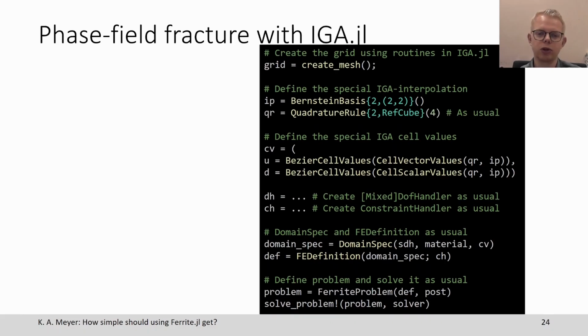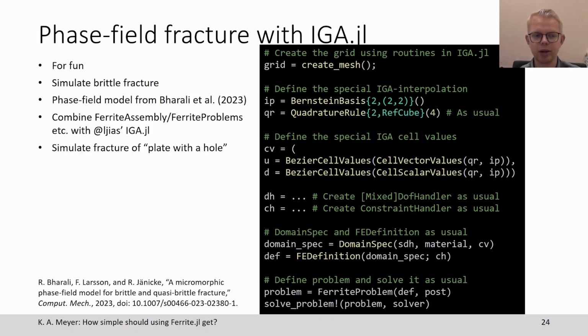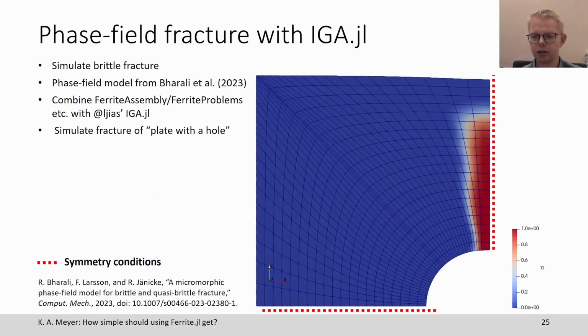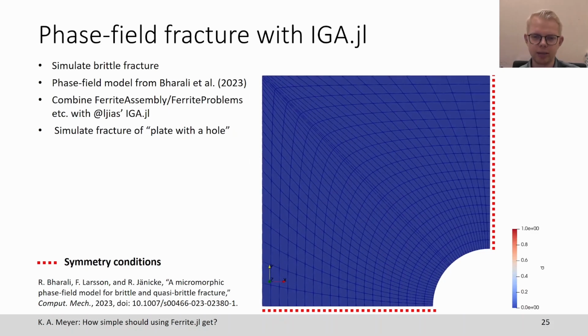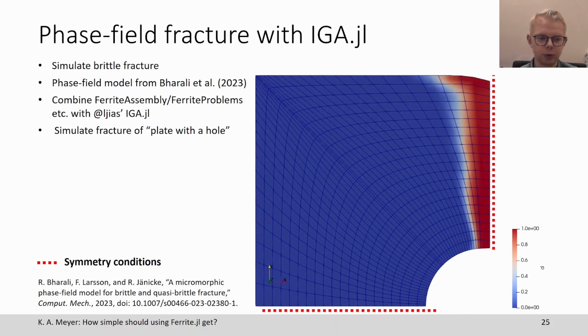And finally, mostly for fun, take brittle fracture. We take the model from Barali et al. And we combine that with Elias' IGA package, which is actually compatible with Ferrite assembly and then also Ferrite problems. And we can actually simulate now a fracture plate with a hole. So we use symmetry conditions here, and you can see how we can nicely simulate this fracture using phase field and IGA, which I thought was quite cool.